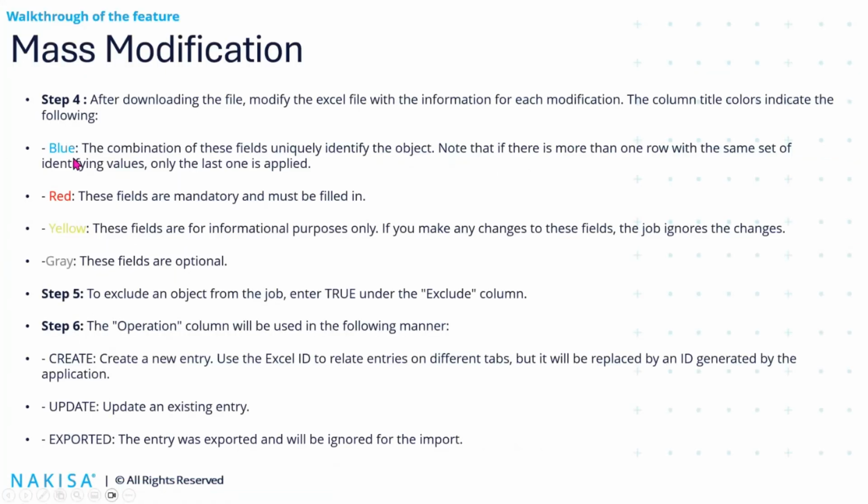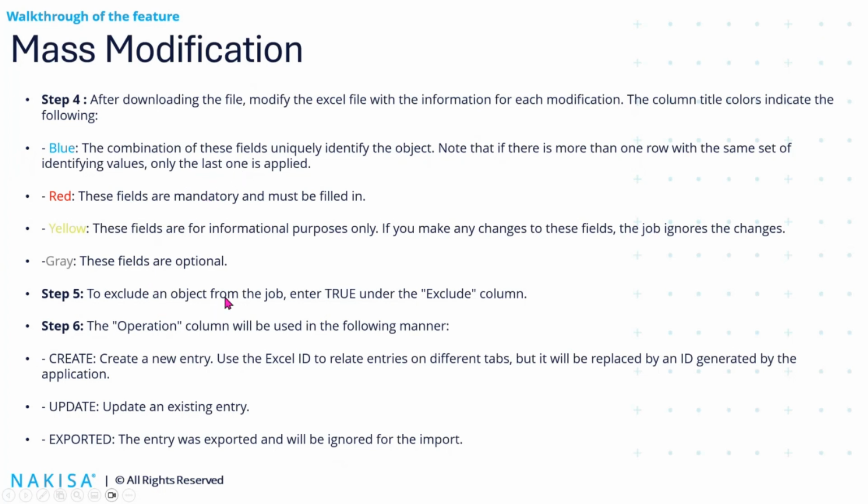There are color-coded columns that you will see on the different tabs that you'll be downloading. The mandatory ones are the red ones, the yellow is optional, the gray is also optional, and the blue is the combination of the fields that uniquely identify objects. Note that if there is more than one row with the same set of identifying blue values, only the last one is applied.